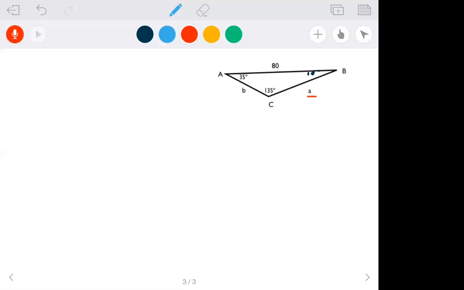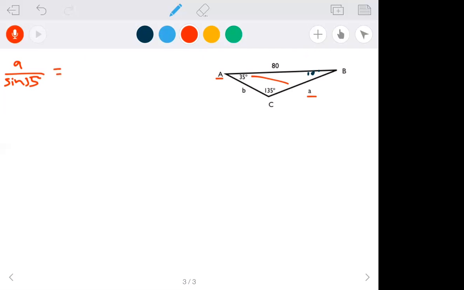Some of you might guess, right? We always start with what we want to find out, right? We always start with our unknown. So we're going to start with A, divided by the sine of, what's across from A? Across from A is going to be big A, angle big A, right? They always correspond, so that's 35. So little a is divided by the sine of 35 degrees.